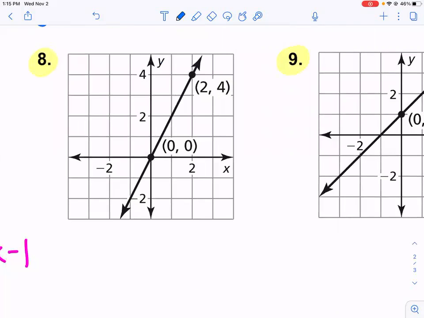Number 8. Maddie, what's our slope? 4/2. Do you think I want you to leave it as 4/2? Okay. I do want you to simplify it to 2. Do you agree with the 4/2, the initial assessment there? Okay. Aiden, what's our b? What's our y-intercept?